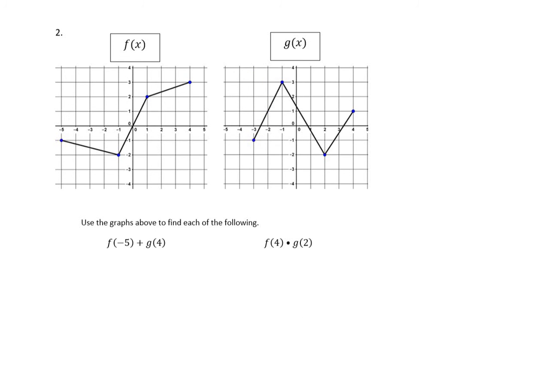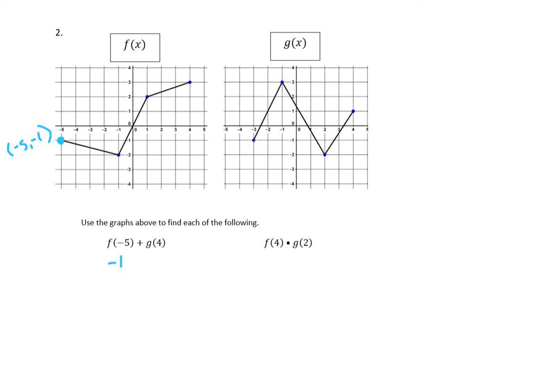Okay, on this problem, I want to find f of -5 plus g of 4. First thing I want to do is find f of -5. I'm looking on the graph on the left because that is the f function. Remember that this -5 is my x value, so I am looking on the x-axis for -5, and then I come down to this point right here. This is the point -5, -1. So f of -5 is -1.